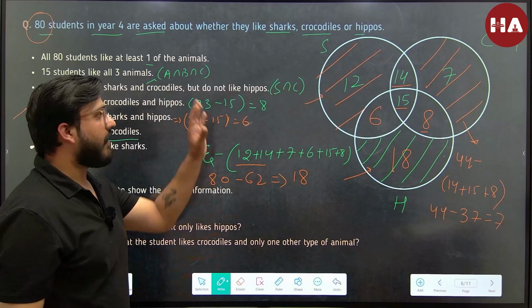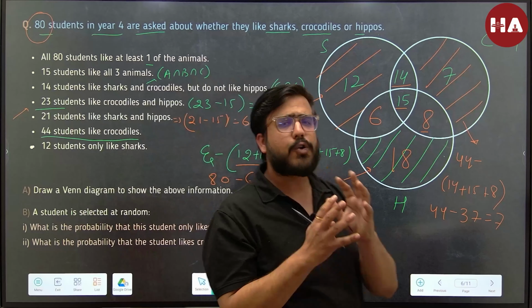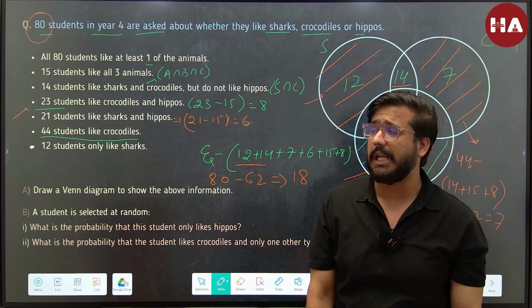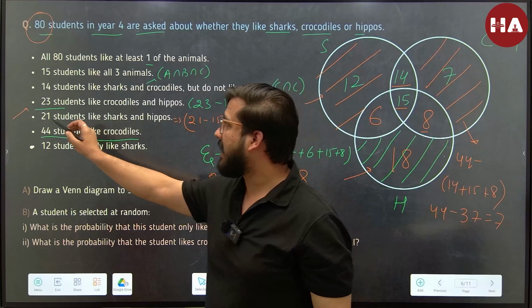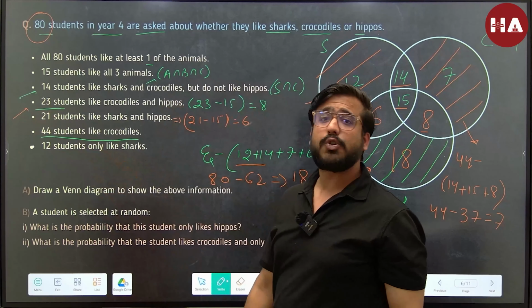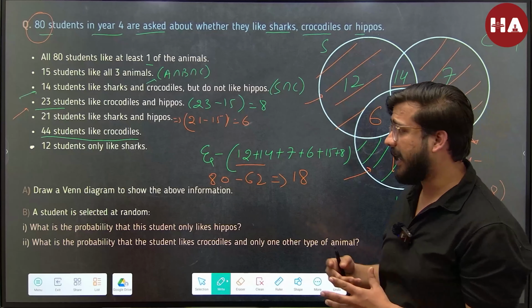Now the Venn diagram has been completed. You have to pick every piece of information specifically, and keep in mind that these types of statements can be useful in interpreting Venn diagrams very easily.